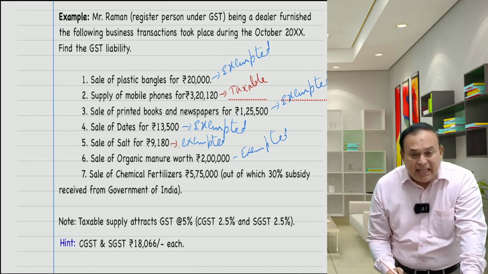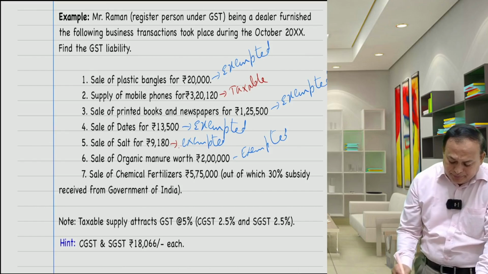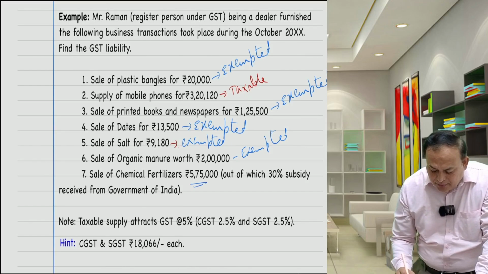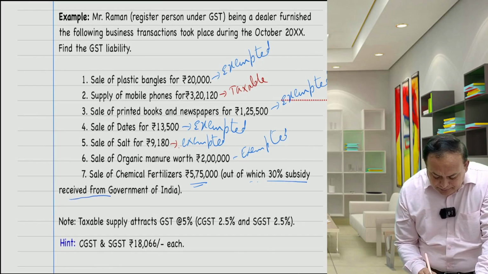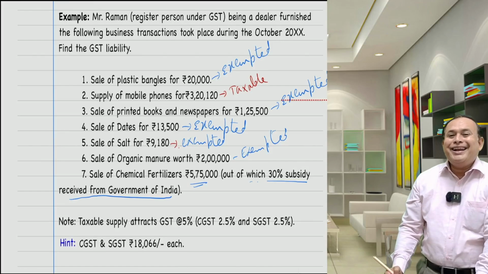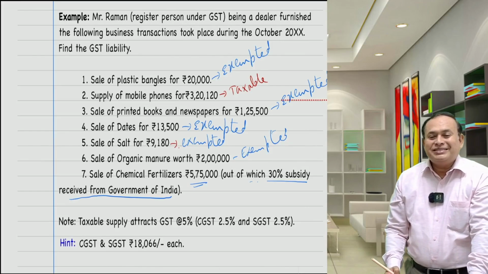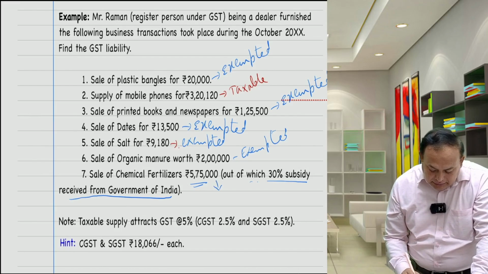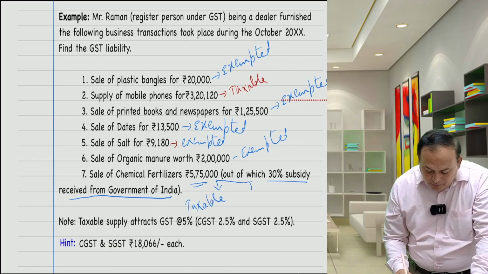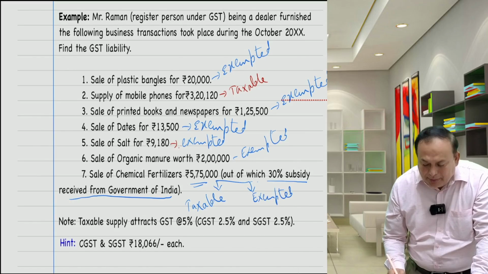Next one. Sale of chemical fertilizers, 5,75,000, out of which 30% subsidy received from Government of India, directly relating to supply of goods. If so, how much is taxable? How much is exempted? Means subsidy not taxable. You are aware of that, no?